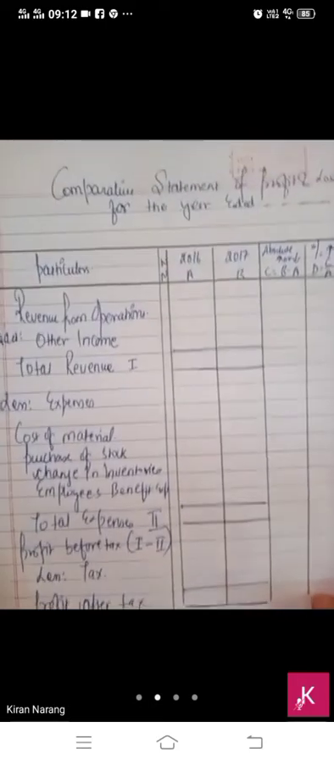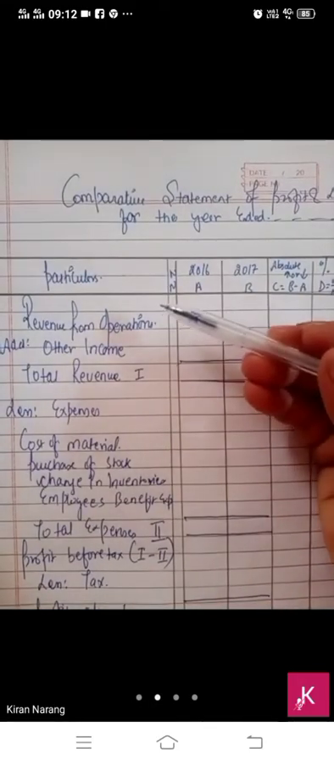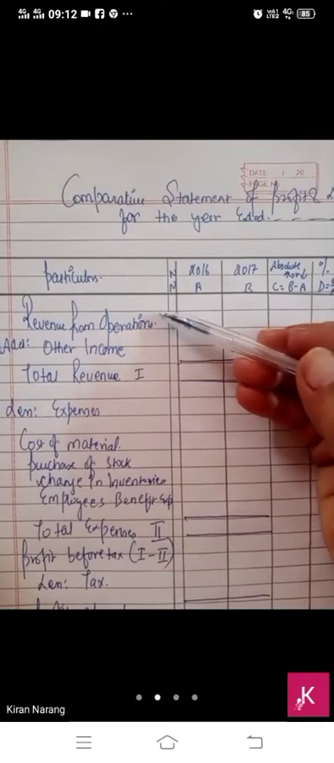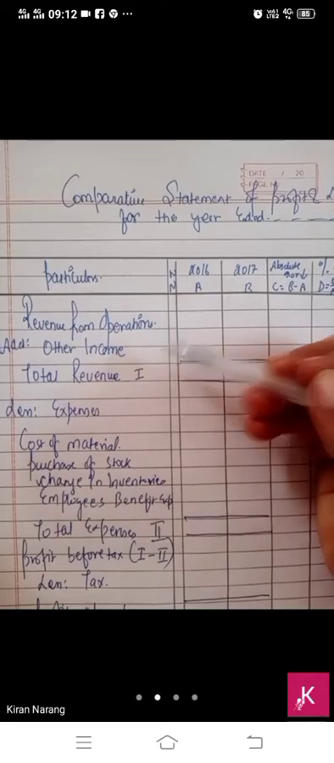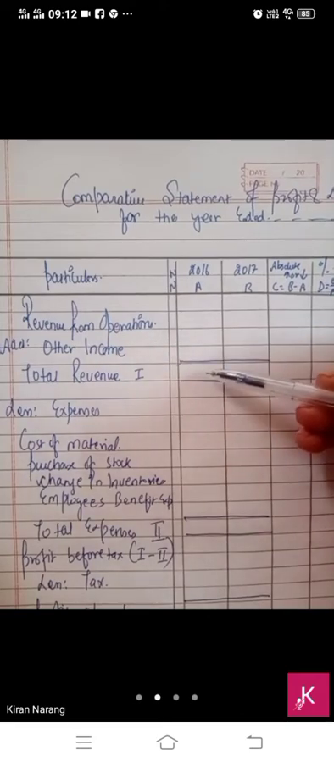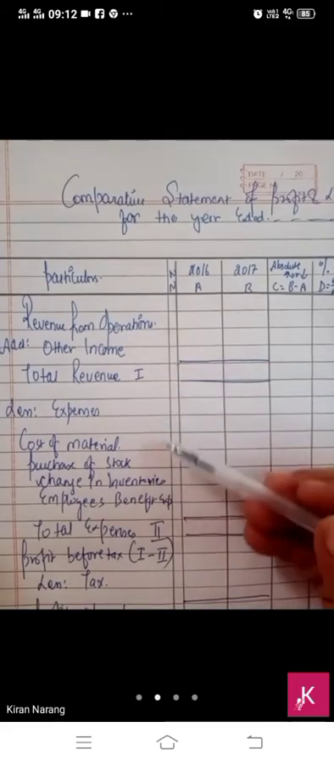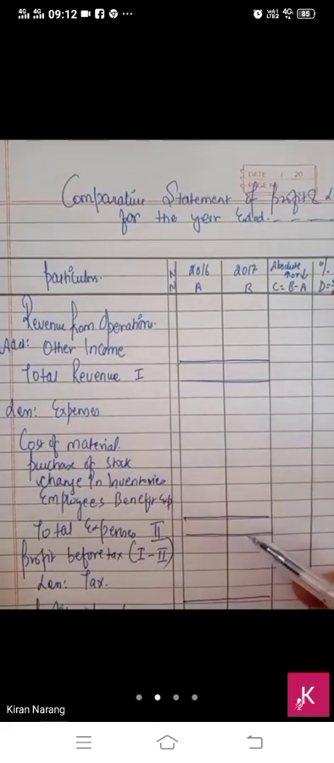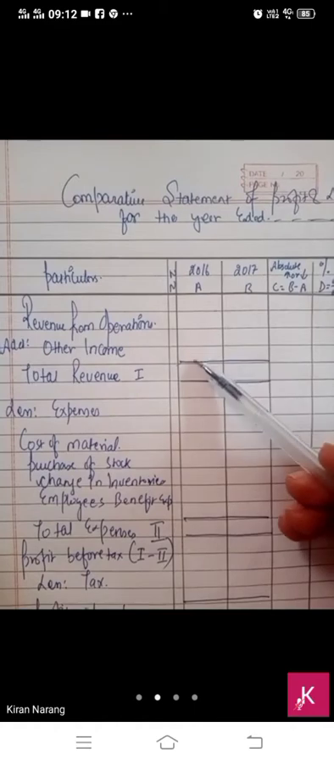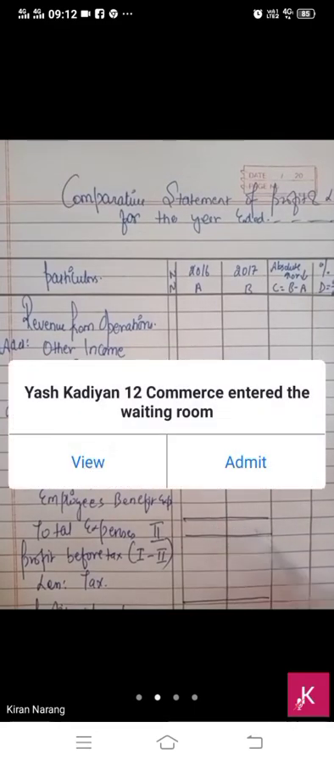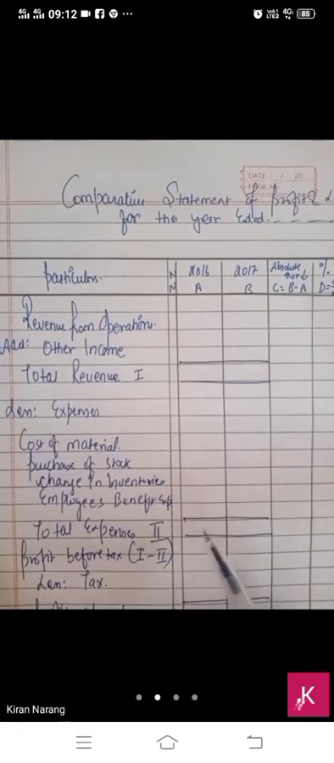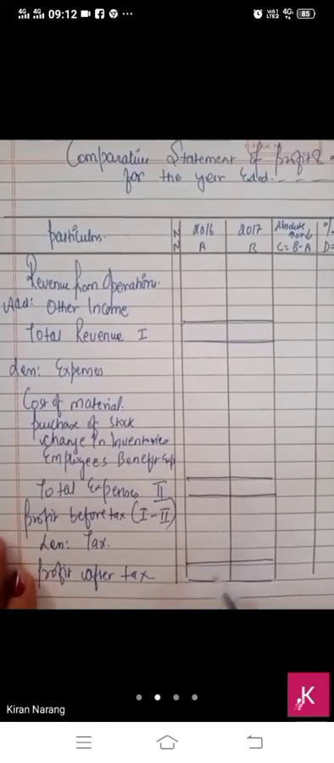It is so easy. First of all, we have to take the sales, revenue from operation, the income of the business. Then we have to add other incomes, if given in the question, and it will become total income, total revenue. Then we will take all the expenses and do the total of expenses. Then from the total revenue, we will subtract the total expenses. It will become profit before tax. And when we deduct the tax, we will get profit after tax.